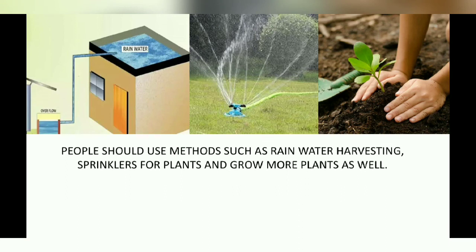Next, people should adopt ways such as rainwater harvesting, collecting water when it is raining. In the present world, most of the water is being contaminated by chemicals, and the groundwater level is going down. So we should harvest rainwater and use it again. We should also use sprinklers to water our plants, because otherwise we waste more water. We should use sprinklers in our cultivation or in our garden.